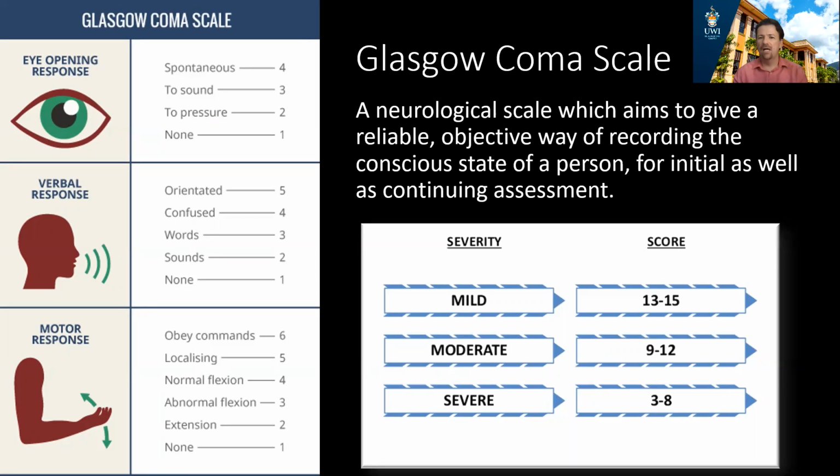This allows us to then come up with 3 grades rating the severity of a coma, and you can see the scoring pattern there. A mild coma would be a score of 13 to 15, a moderate 9 to 12, and a severe anywhere from 3 to 8. And like I said, when you get into your clinical part of your training, for those of you who are studying medicine, this will have a lot more relevance for you. But it's important to appreciate it now.